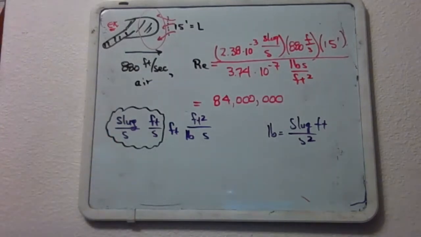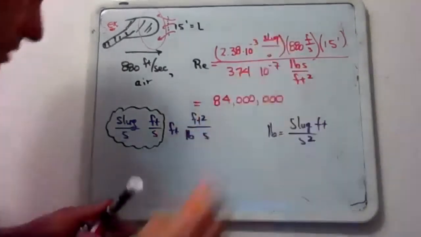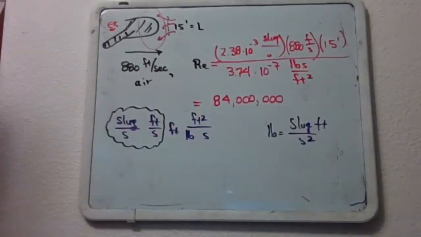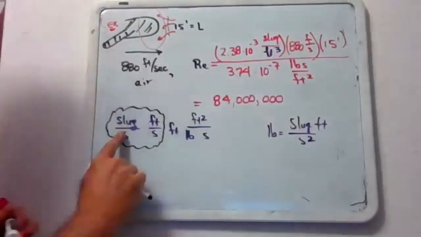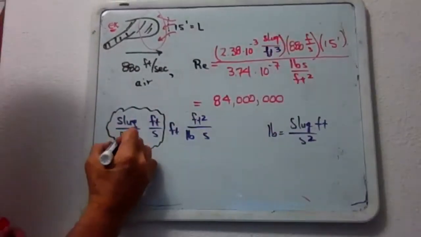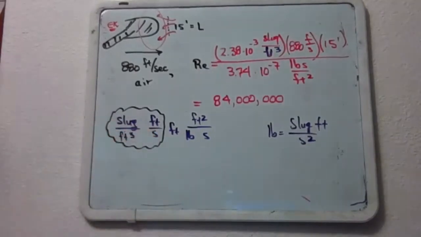Oh, my density units are way off. 2.38 times 10 to the negative third. Check out my units. I totally screwed up. This is slugs per foot cubed. I'm so sorry about that. Glad at least I caught myself. Okay, so I should put foot cubed here. I'm going to erase that black bubble.